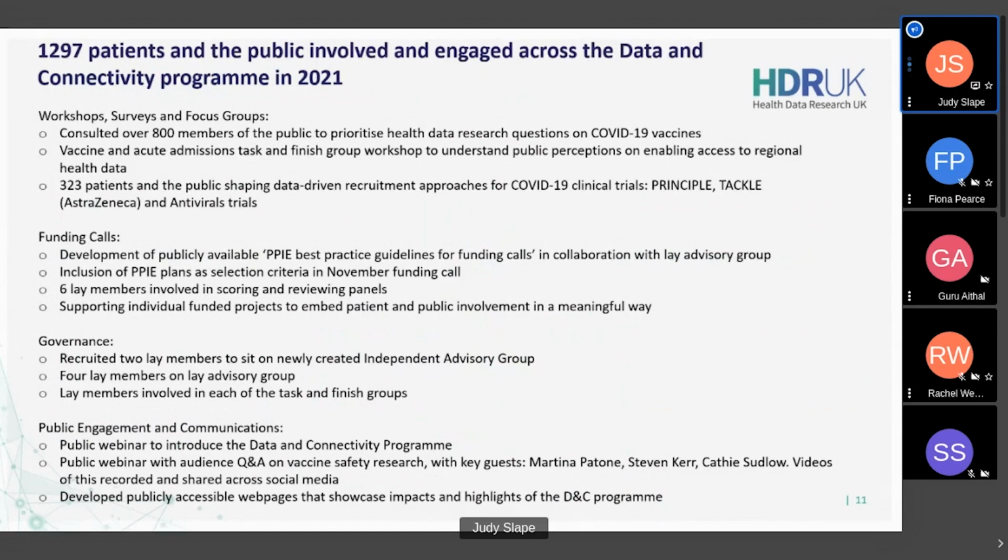This is a bit of a busy slide, but as the slides will be sent around to you later, I think it will be interesting to be able to give it a good read. But in 2021, we involved 1,297 patients and the public in the Data and Connectivity program. So that ranged from workshops, surveys, and focus groups to involving public contributors in our research funding calls, overall governance, and public engagement and communications. And I'll now go into 2 examples of the work that we've done with patients and the public.